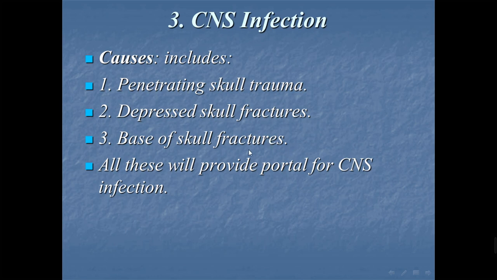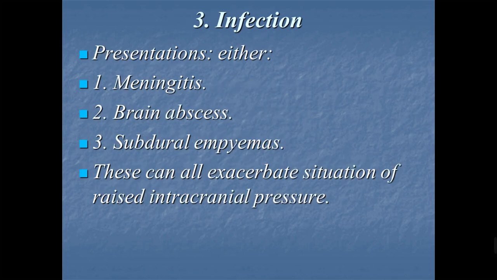Basal skull fractures also, because mainly in the frontal and in the temporal, sigmoid temporal, in the frontal, they will be connected to the nose and result in CSF rhinorrhea and may get infection, or near the ear and result in CSF otorrhea or ear infection. All these will provide a border for CNS infections, and we will treat infections accordingly. How do they present? They present to me either as meningitis or as a brain abscess or subdural empyema. These can all exacerbate the situation of the intracranial pressure and need urgent interventions.